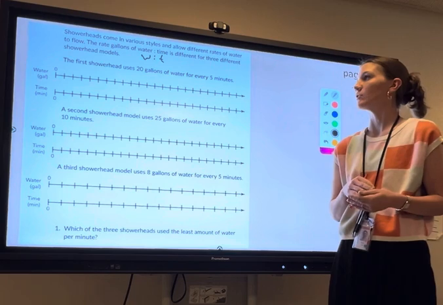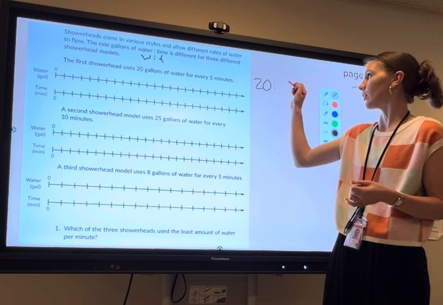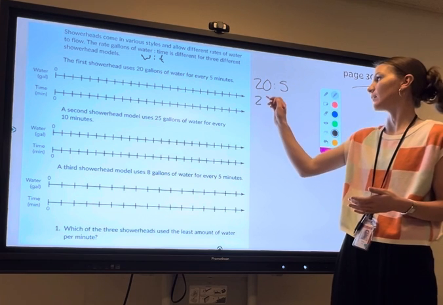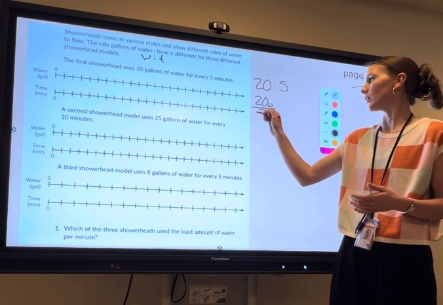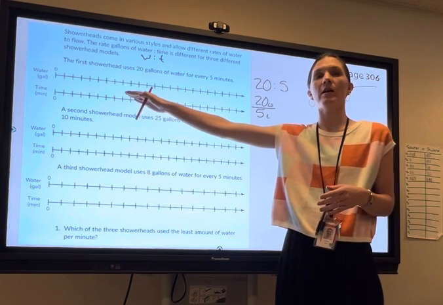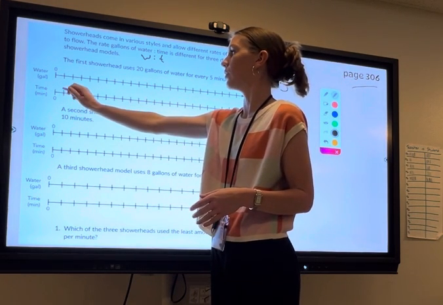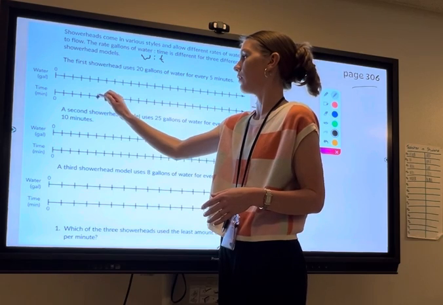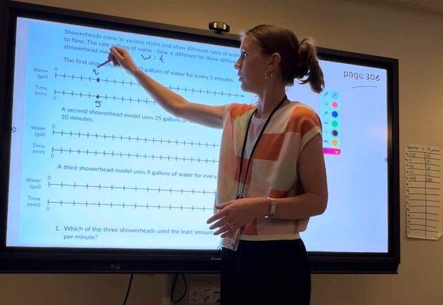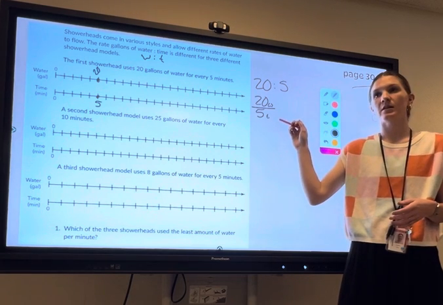It says the first shower head uses 20 gallons of water every 5 minutes. So I'm using 20 gallons of water for 5 minutes, okay? Remember, we can also write that like this: 20 water for 5 minutes. If I wanted to put that on my double number line here, my number line would need to go 1, 2, 3, 4, 5 minutes, right? I have 5 minutes. That is equal to 20 gallons, right? Because we have 20 gallons for 5 minutes.